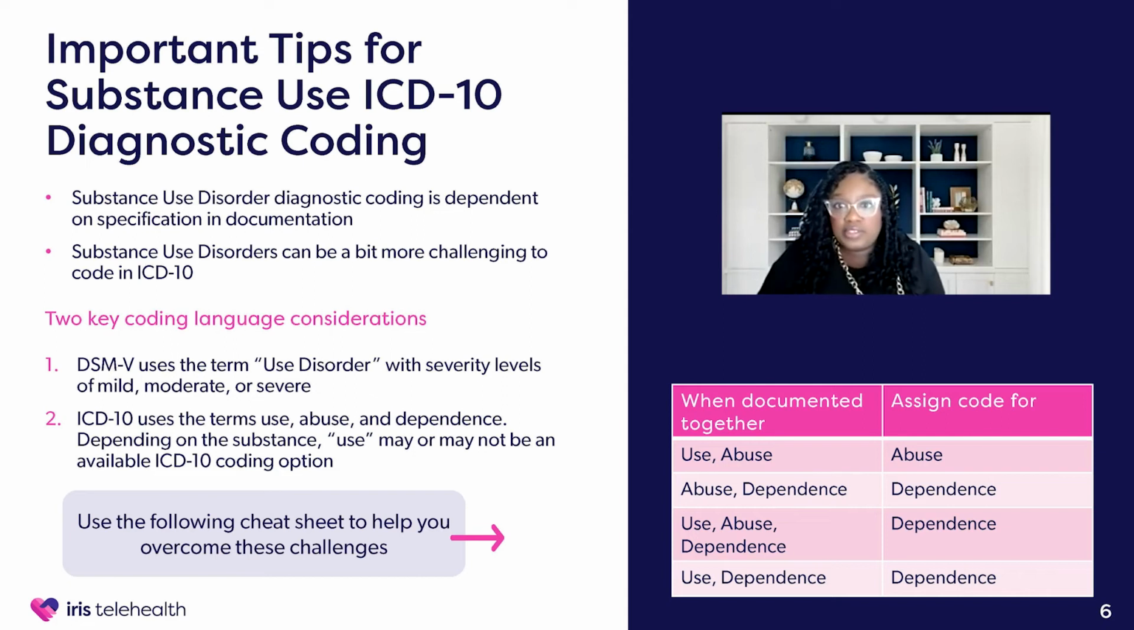And then again, there's the cheat sheet here. And again, you always map it to the highest severity level. Dependence is the highest. There is use, abuse, dependence. Again, severity levels are what the DSM-5 expects you to use. And that's pretty much the expectation of behavioral health for diagnostic criteria. You want to use the language in the DSM-5. And that is mild, moderate, and severe. Okay.